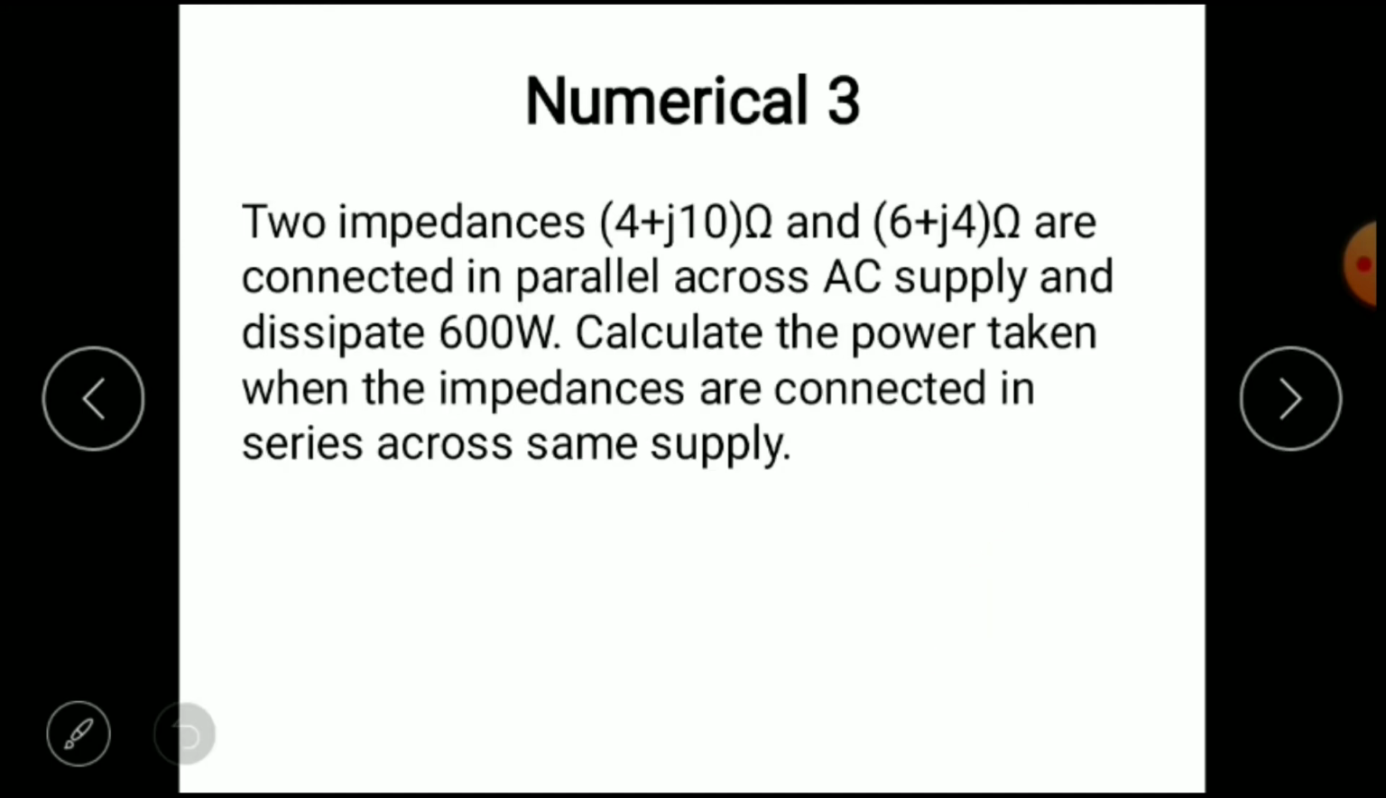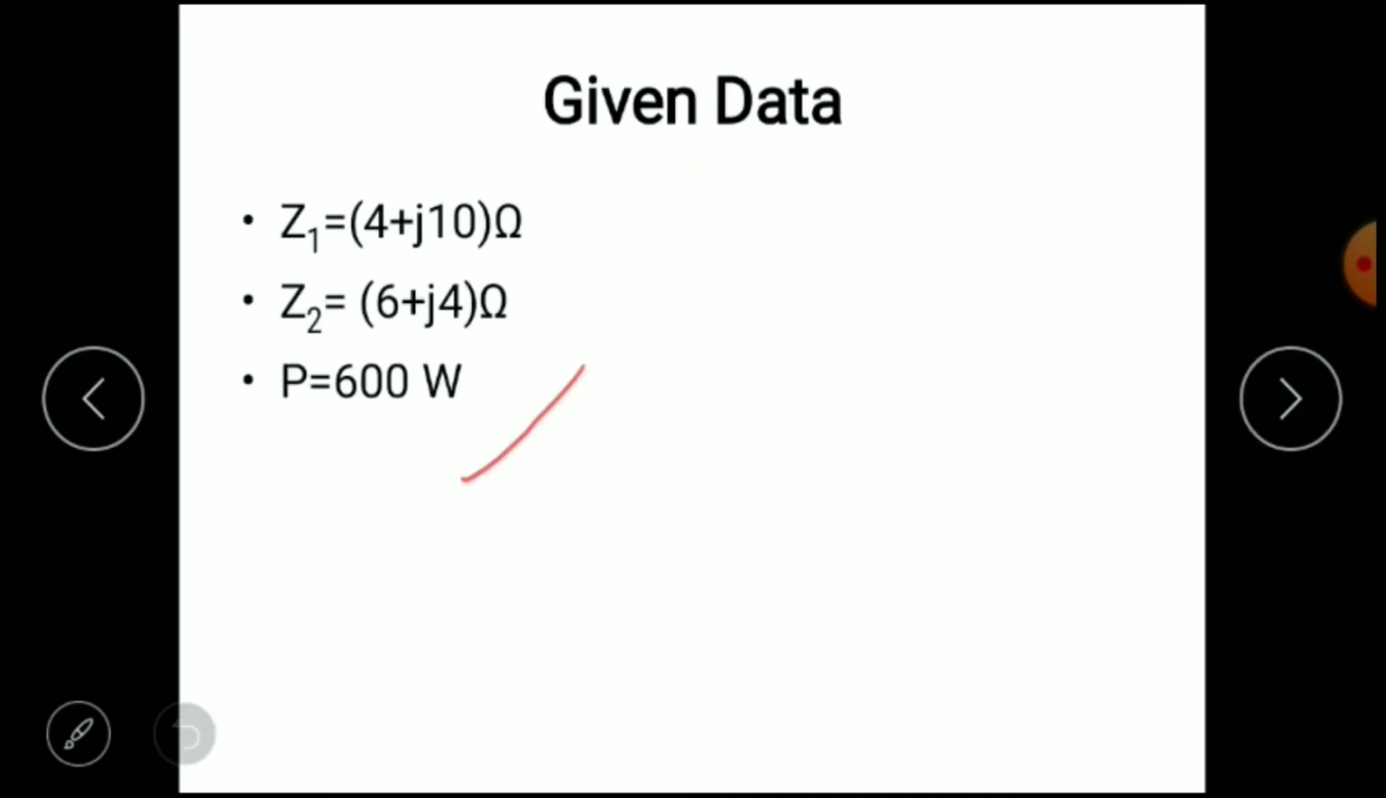Now let us move to the third numerical, where we have two impedances, 4 plus j10 ohm and 6 plus j4 ohm, connected in parallel across an AC supply, and it dissipates 600 watt. Calculate the power taken when the impedances are connected in series across the same supply. These are the given data for the question, Z1, Z2 and power.